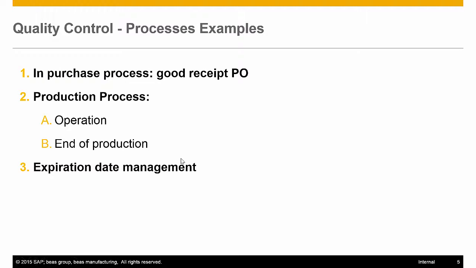The quality control process examples we will see today are the following. Purchase process, so when the good receipt PO is created in SAP Business One. Later, in a production process, related with a specific operation, and also at the end of the production, when we finish the production of an item, we will apply quality control to that item. And I will also show you the expiration date management related with quality control. So let's go to SAP Business One and beas to have a look at these process examples.